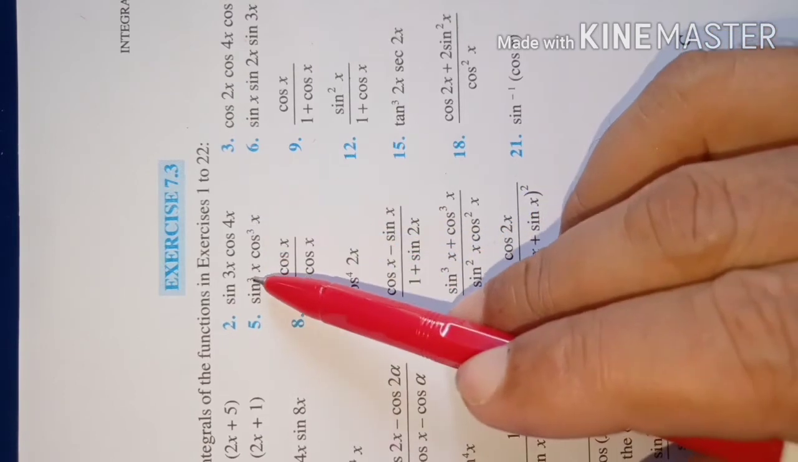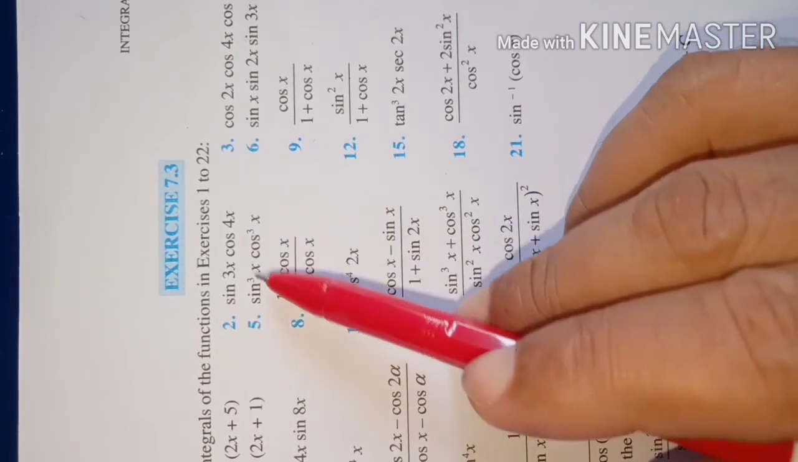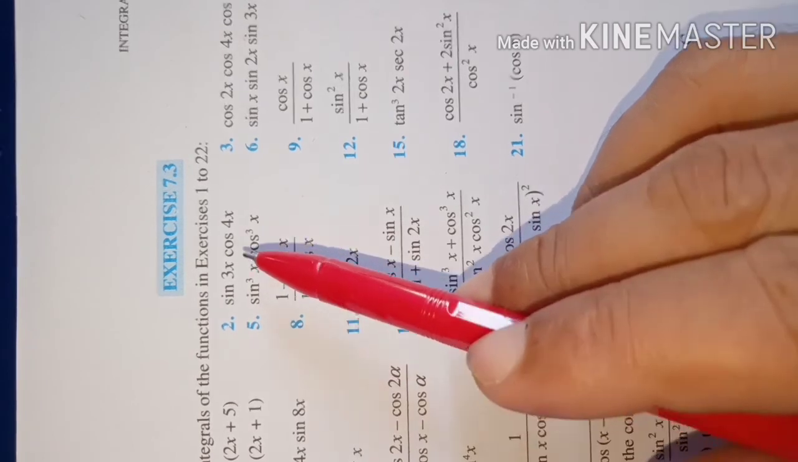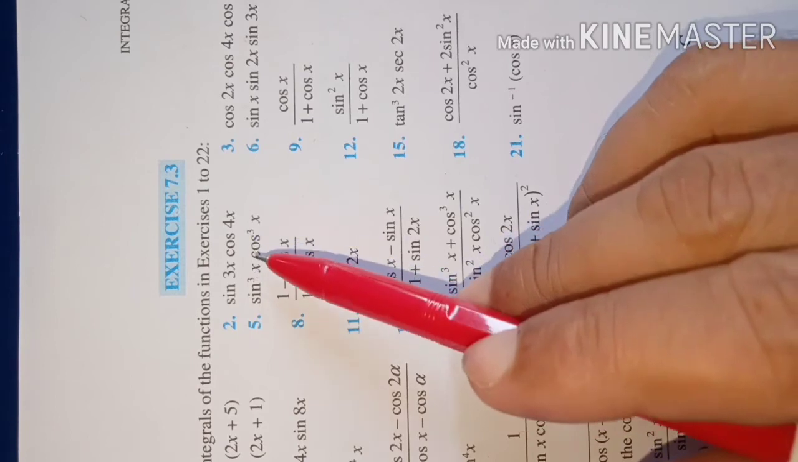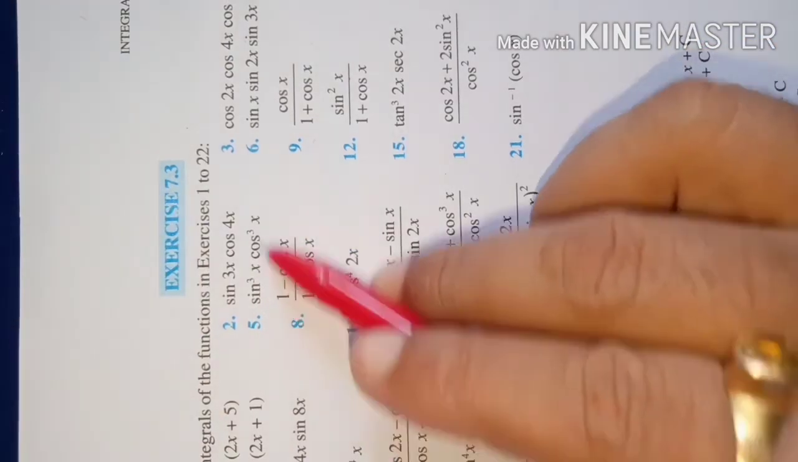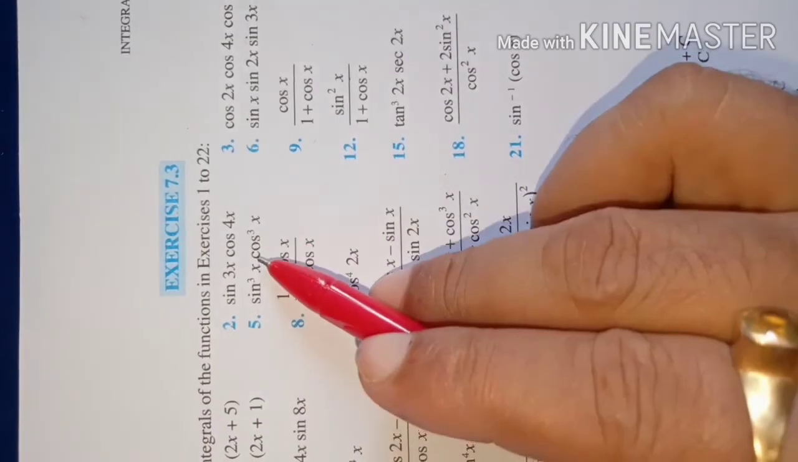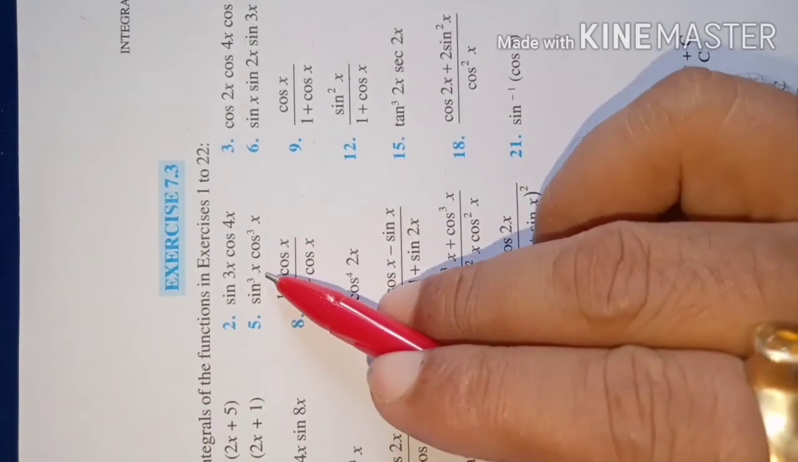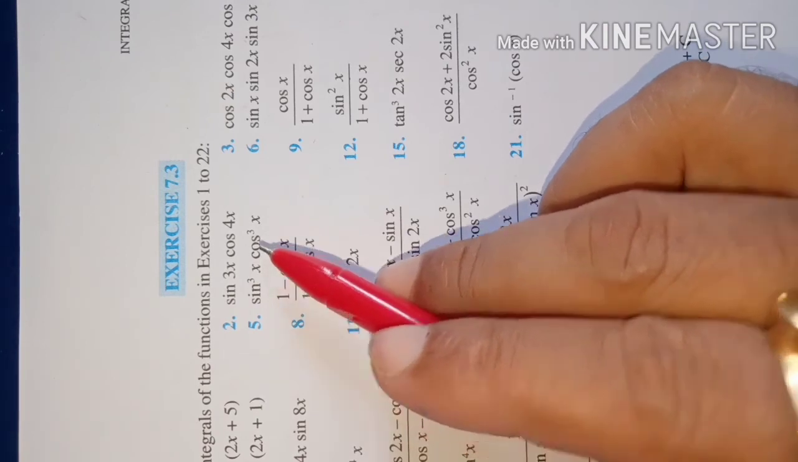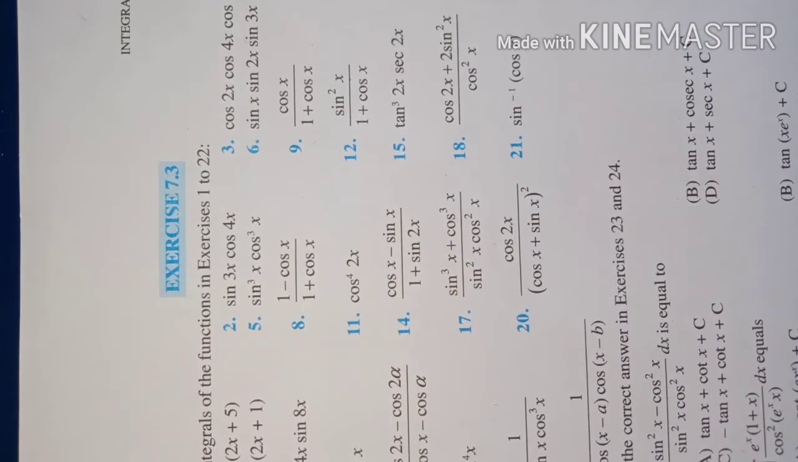Suppose one is odd, one is even. For the odd trigonometric function, you take a new variable to represent it, then proceed accordingly. I will show you here. But here both are odd powers, so either one can be taken to represent that function. We can use a new variable. Okay, question number 5.